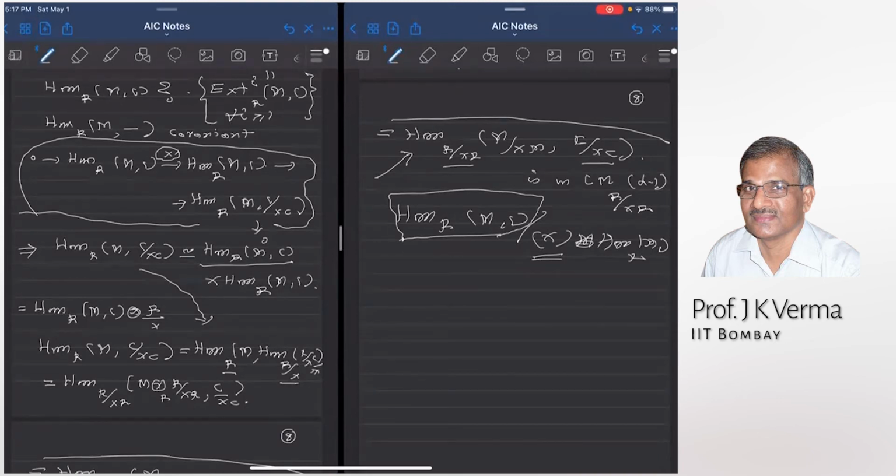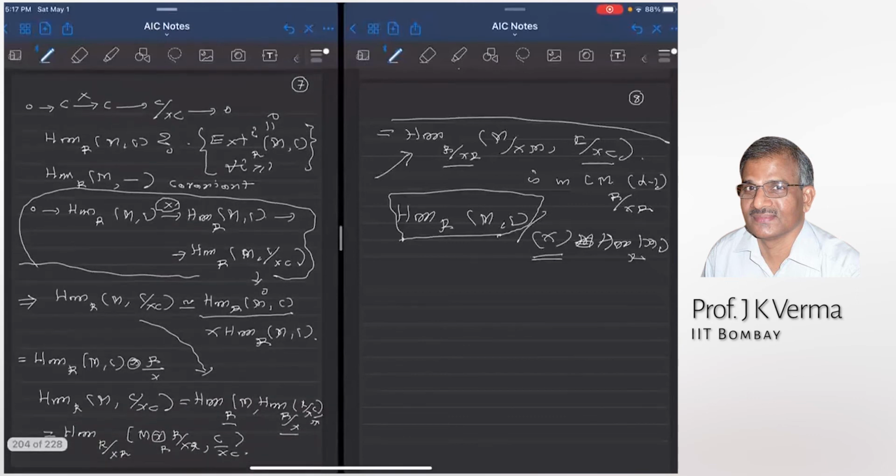So C/XC: we had this exact sequence on slide 7, the exact sequence C to C to C/XC. I'm picking X to be a regular element on C. There exists a regular element on C because C is a maximal Cohen-Macaulay module. If I take any regular element on R, it is regular on C. So apply Hom(M, -) on this sequence. Then I get this sequence: Hom(M,C), the multiplication map, and Hom_R(M,C), and because the higher Ext groups are 0, Hom_R(M, C/XC) is the cokernel of this previous map.